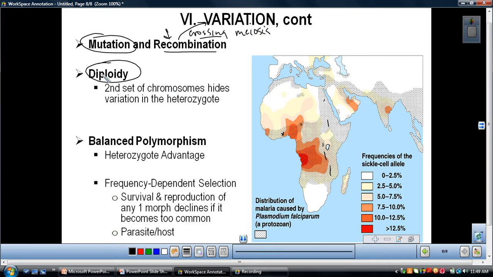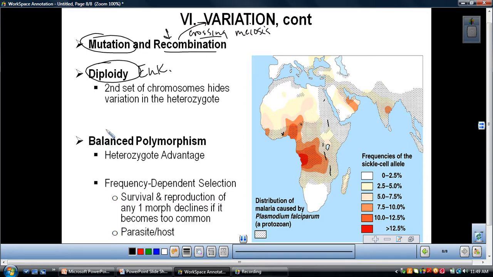The fact that organisms are diploid, maintaining diploidy, is also going to keep variation within populations. In all eukaryotes, they are diploid, and we talked about how prokaryotic organisms are haploid because they only have one chromosome, but the second set of chromosomes enables some alleles to be hidden in a heterozygote form.